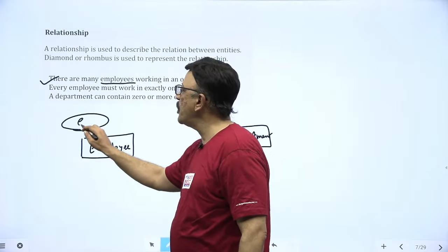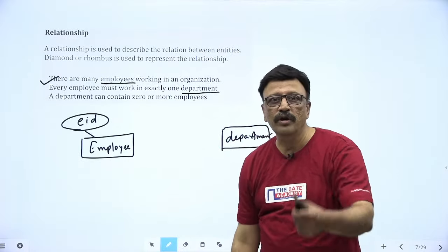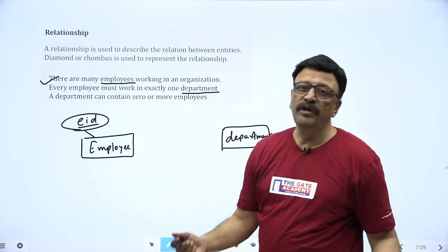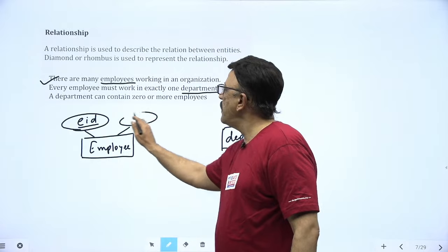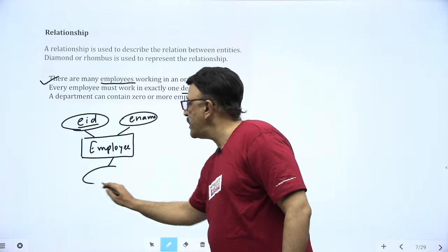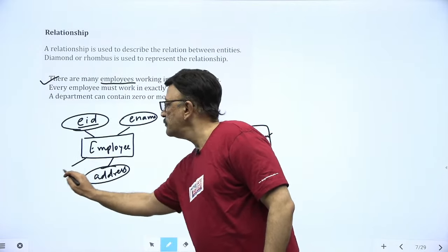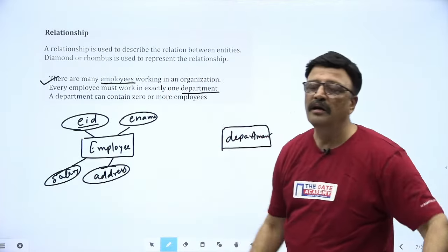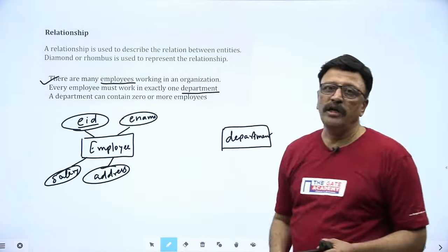Now just don't think of relationship till now, but what a typical employee has. Employee may have employee ID. Let's name it as EID. Some name we have given to the attribute, and this should be the key attribute. Agreed, everyone? Because every employee will have a unique ID. Every employee will have a name. Let's write it as ename. And every employee will have an address. And employee will have salary, obviously. And so on, phone number and so on. I'm not showing all the attributes, but imagine these are the attributes of the employee.